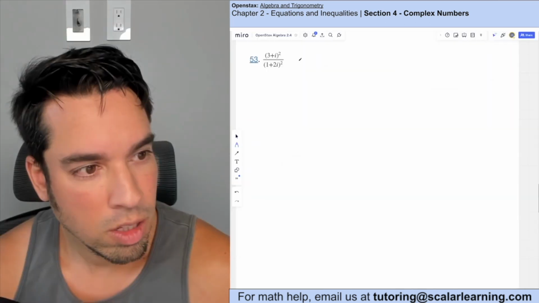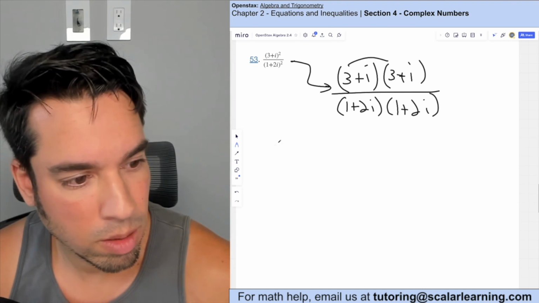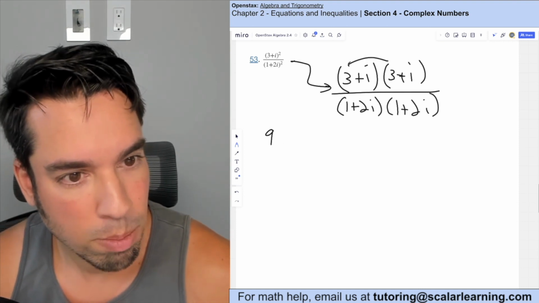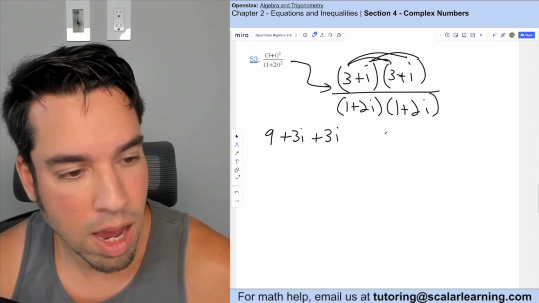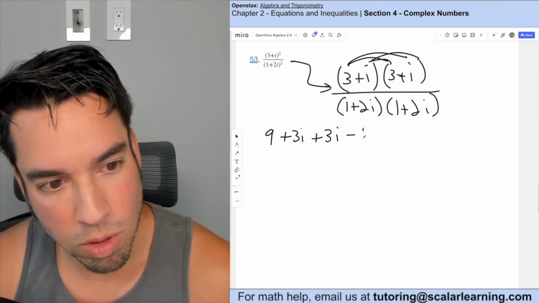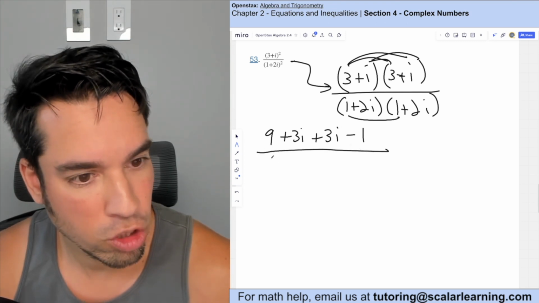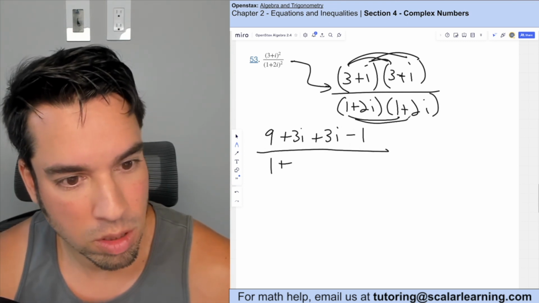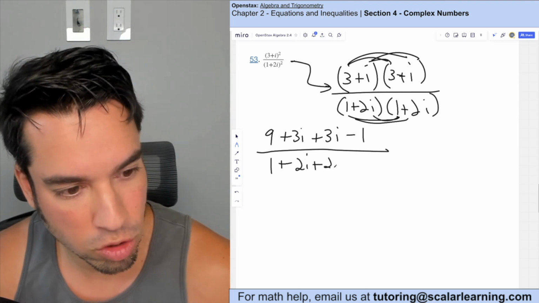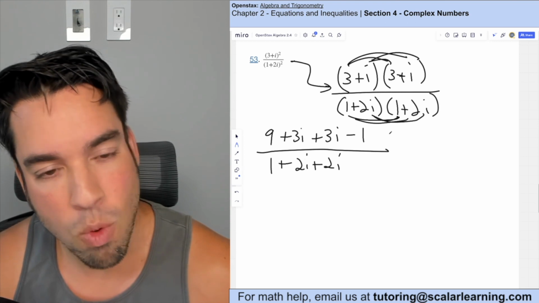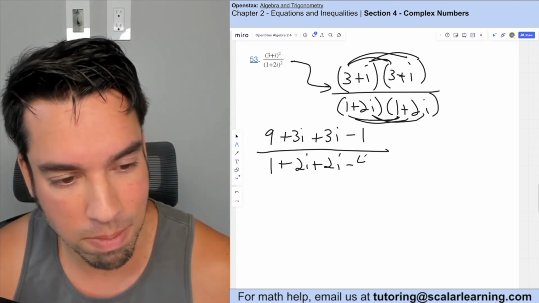Done. Here, let's go ahead and FOIL these out on top and bottom. So on top, we get 3 times 3, which is 9, plus 3i, plus 3i, plus i squared. Again, i squared is just -1, so I'm going to shortcut that, over 1 times 1, which is 1, plus 1 times 2i, which is 2i. Again, 2i times 1, which is 2i. And then we got 4i squared. But again, i squared is -1, so I'm going to skip a step and just write -4.